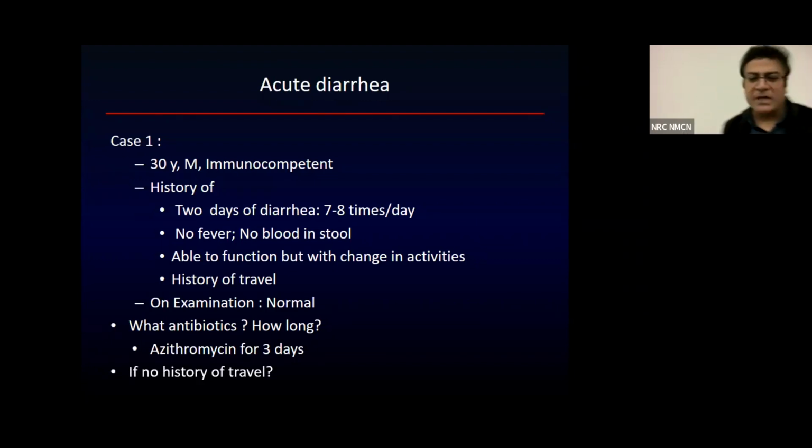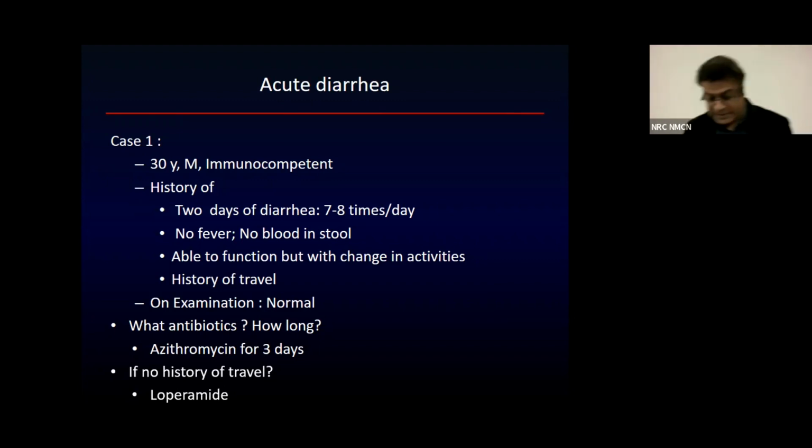So you see there is a history of travel. What I have written is able to function, but with change in activity. So that means a moderate disease. Is that clear? The patient is having moderate disease for sure, though no fever, but a history of travel. So obviously you need to give azithromycin for this. If again there is no history of travel, you can just resort to loperamide and do nothing else.